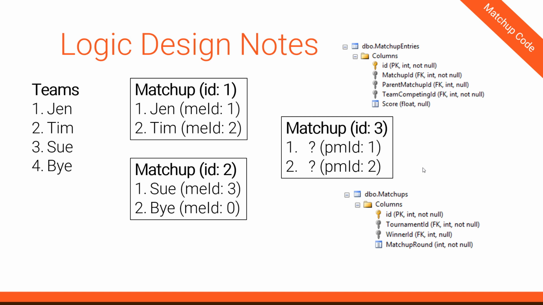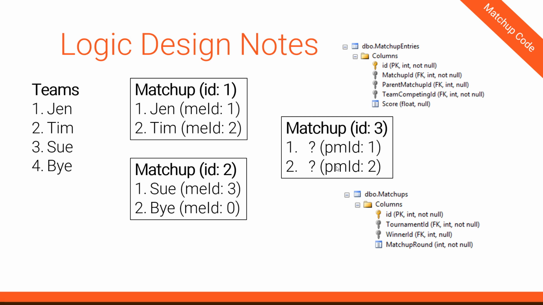So we can draw the bracket out. We can draw the pyramid out without having which team is going to play. We just know that if Tim wins, he goes on to this spot right here in matchup 3. If Jen wins, she goes on to the spot in matchup 3. And down here, we know that Sue wins, therefore she'll be over here in a second spot. Okay, so that's the idea.